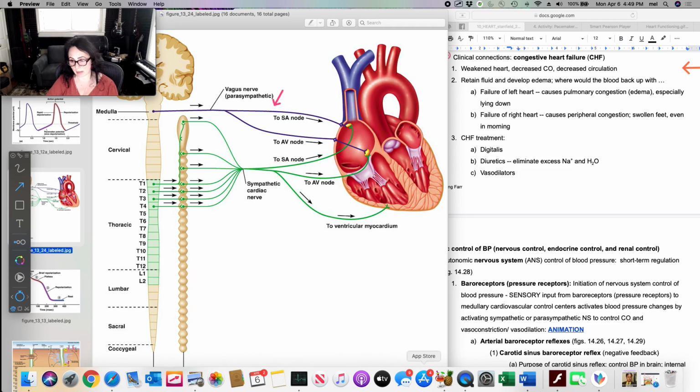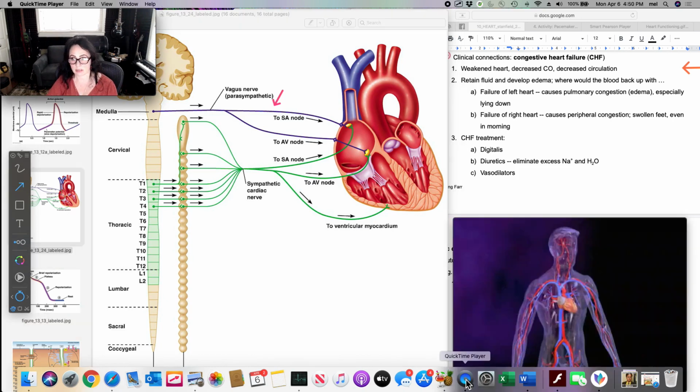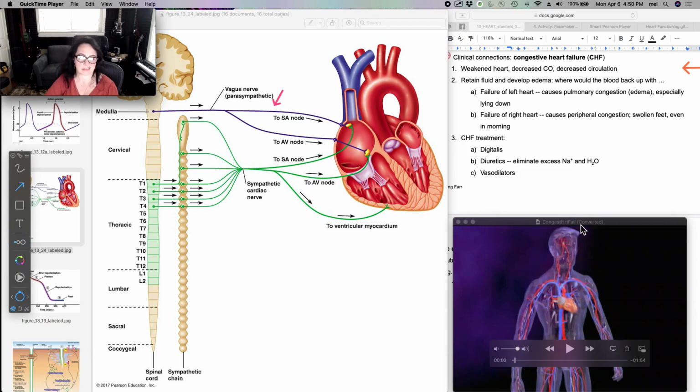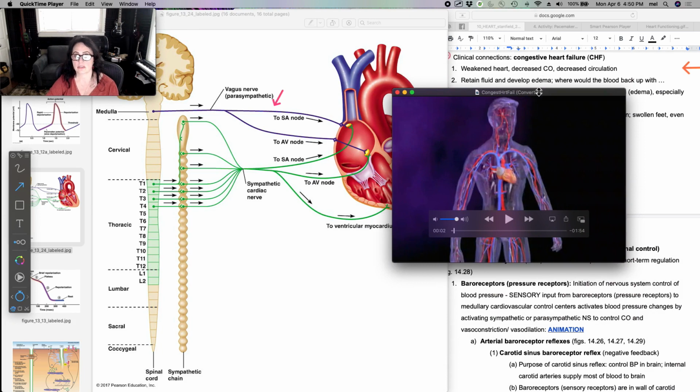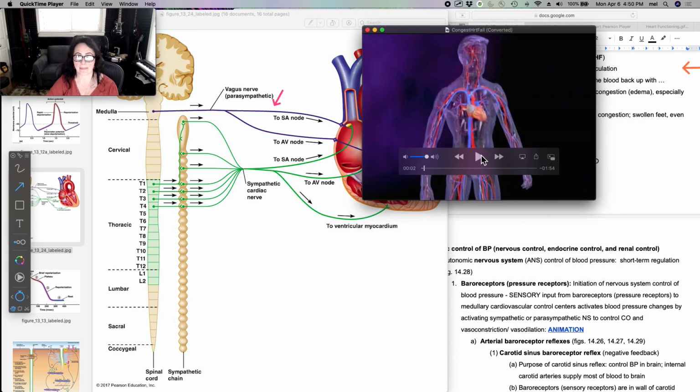So I'm going to show you guys a little animation of congestive heart failure. Where is it? There it is. Okay. I think this is made for patients, so it's not super detailed, but I can use it to explain this to you. So congestive heart failure. Ready?